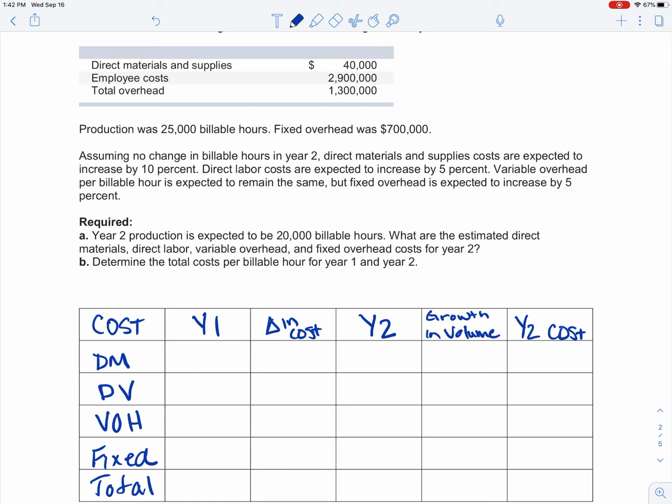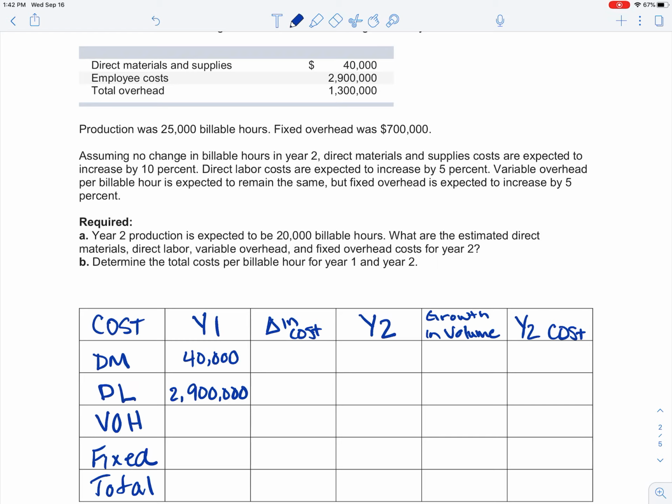So the first thing I'm going to do is just pull down all that information I already know. I know my materials are $40,000 in year one. That actually looks like a V. That should be an L. So I'm going to correct that for you so you're not confused. My direct labor is $2.9 million.